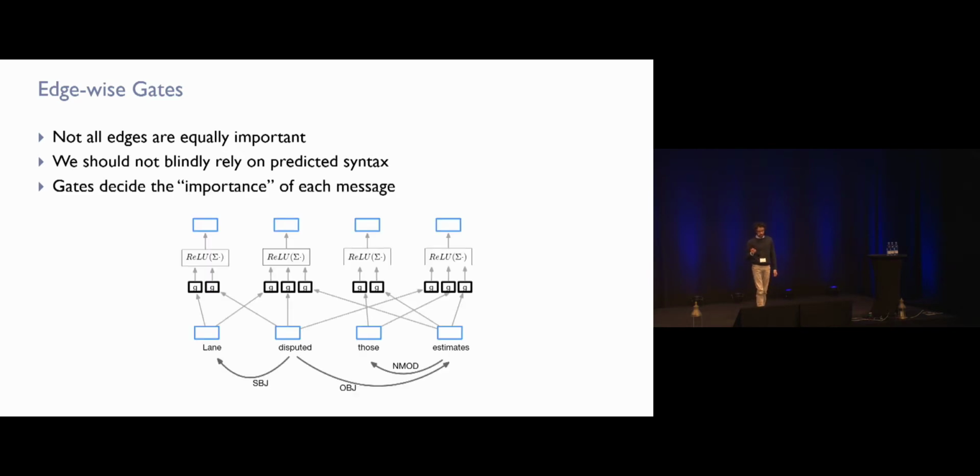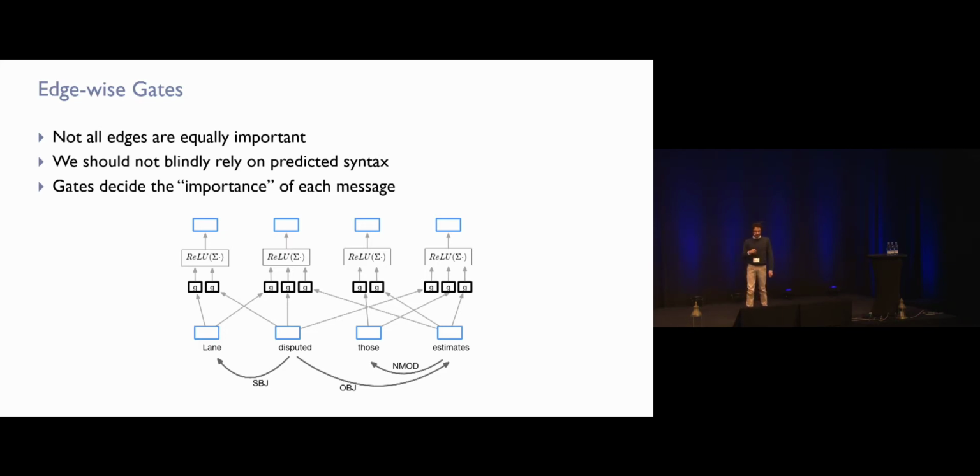Another problem that we can encounter is that not all edges of the syntactic tree are equally important. For the task at hand, some arcs could be totally useless. But more importantly, we should not blindly rely on predicted syntax. Even though syntactic parsers nowadays are pretty accurate, they still make a lot of mistakes. So in order to overcome these two little problems, we introduced edgewise gating.